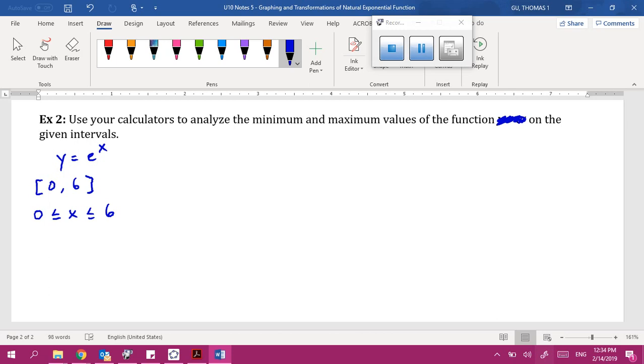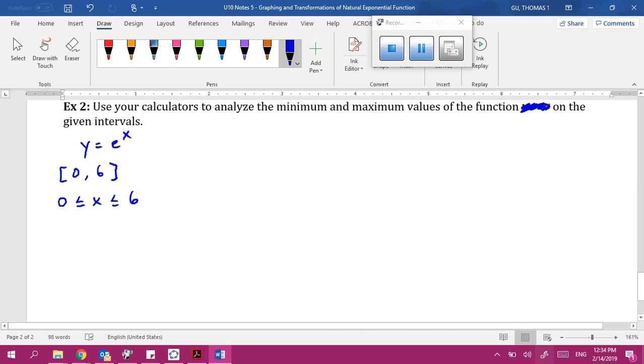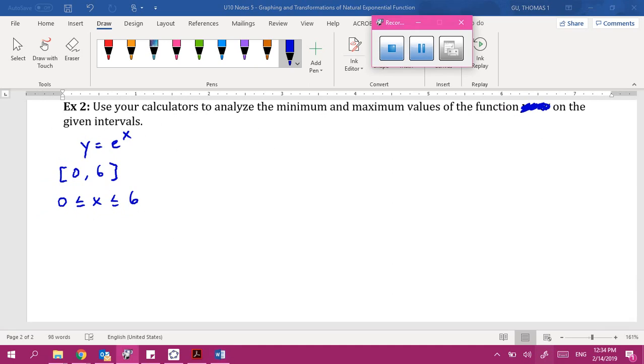Now the wrong answer here would be the minimum is 0 and the maximum is 6, okay? Some people just put that, 0 and 6, right? Why is that the wrong answer? Because 0 and 6 are your x values. But what is minimum and maximum looking for? Y. The y values, right? So how am I going to find my minimum and maximum?